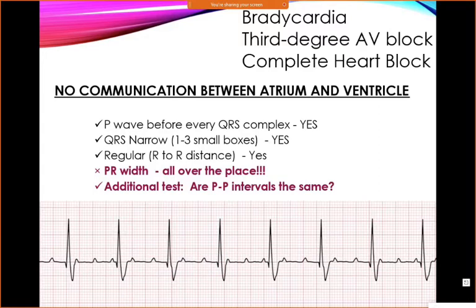But that fifth test, the PR width test, messes you up because the PR width is short and then long and then long and then short and then long. It doesn't follow any pattern the way it's supposed to. And there's no dropped QRSs. And that's what makes it third degree. So take that with what you will. Like I said, it's very confusing. I get that. I won't test you on it.